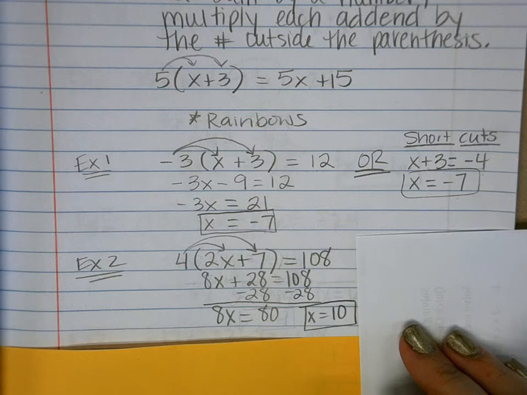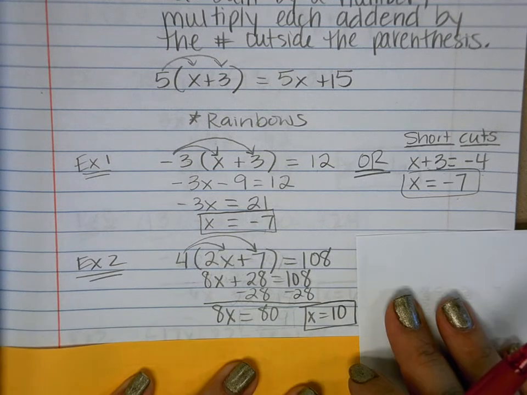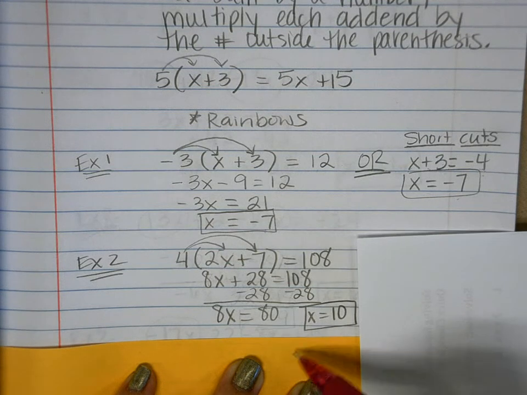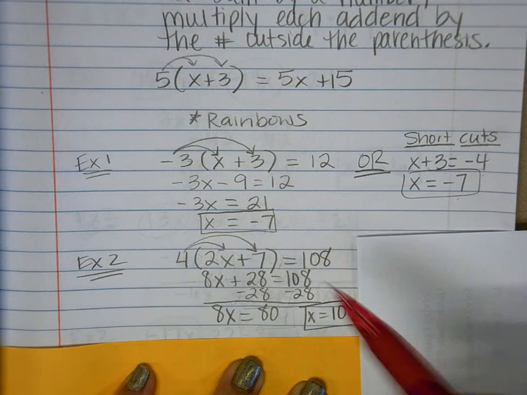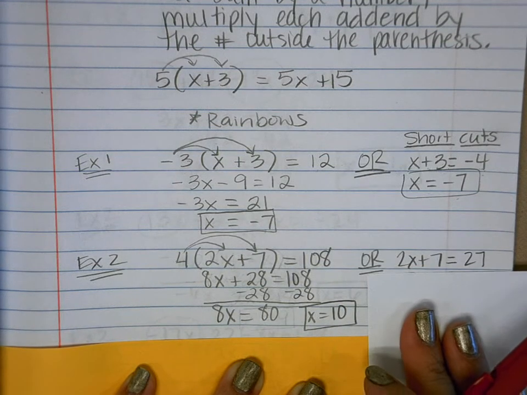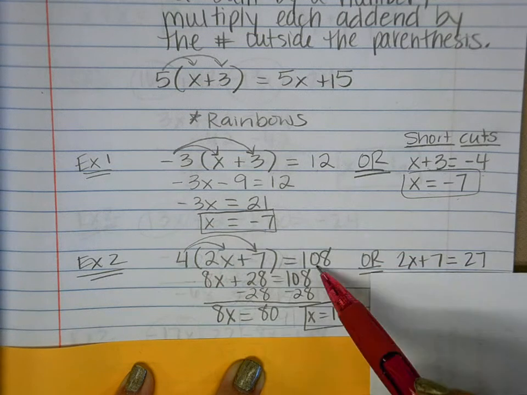Can I use the shortcut here? Does 4 go into 108? Yes. So I'm going to show you the shortcut. See here, we multiplied and then we subtracted and then we divided. Seems like a lot of work. Why don't we just divide 4 into 108? Let's do that. So if you divide 4 into 108, you get 27.